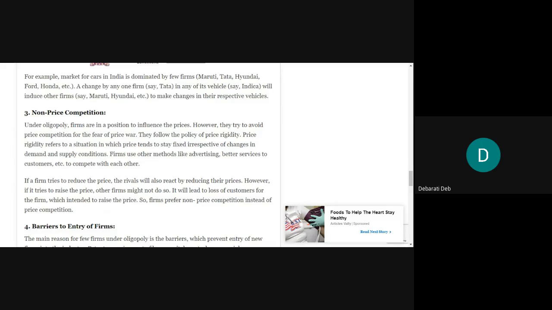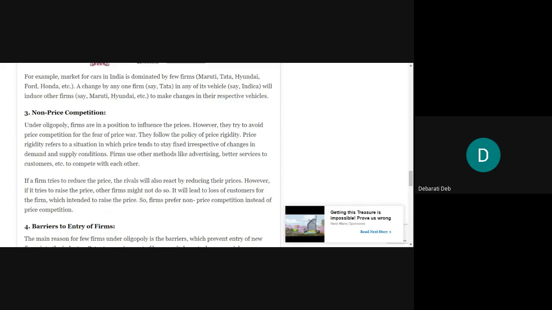For example, the market for cars in India is dominated by few firms, isn't it? In India, the car market is not dominated by a lot of firms. Only Maruti, Tata, Hyundai, Ford, Honda. This is a countable number, isn't it? A change by any one firm, say Tata, in any of its vehicles, say Indica, will induce other firms, say Maruti, Hyundai, etc., to make changes in their respective vehicles.